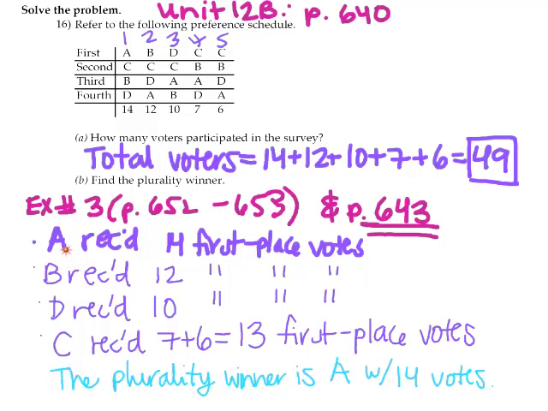Again, the first place totals are 14 for A in column 1, 12 for B in column 2, 10 for D in column 3, and 7 plus 6, so 13 for C from columns 4 and 5. Therefore, the runoff is going to be between the top 2 candidates: A with 14 votes and C with 13 first place votes. So the runoff is between candidates A and C.